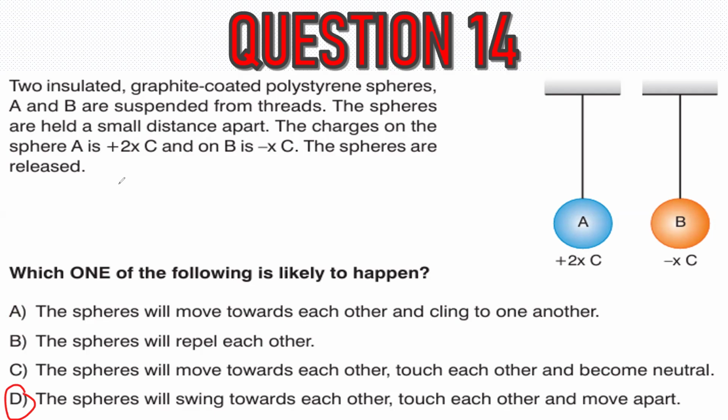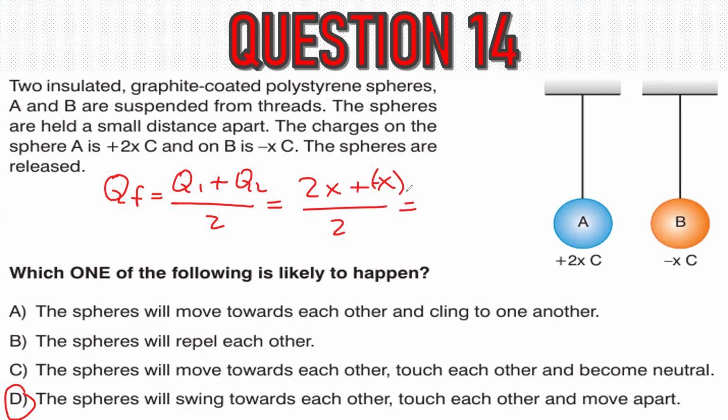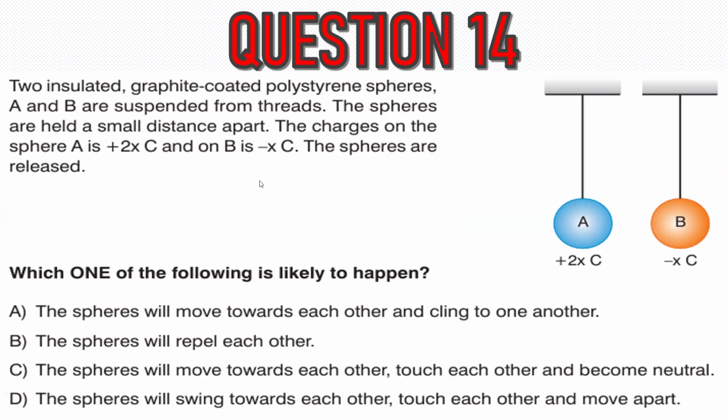If they ask you for this question, what is the final charge? If you want, we can calculate. Q1 plus Q2 over 2. Q1 is plus 2x, minus x, or plus minus x, you can write, it's the same stuff. And 2x minus x getting x over 2. Final charge for each is x over 2, you can write 0.5x coulombs, of course. Okay, final charge. They have the same charge and they repel each other. All right, question 14, answer is D.